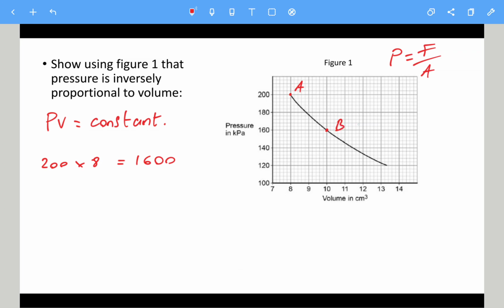Let's pick point B. So point B, we've got a pressure of 160 multiplied by 10, which is 1,600. So the constants are the same. If you converted 200 kilopascals to 200,000 and 160,000, that's fine. But the constants are the same. Therefore, pressure is inversely proportional to volume.